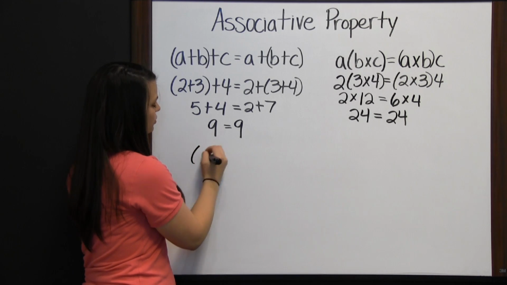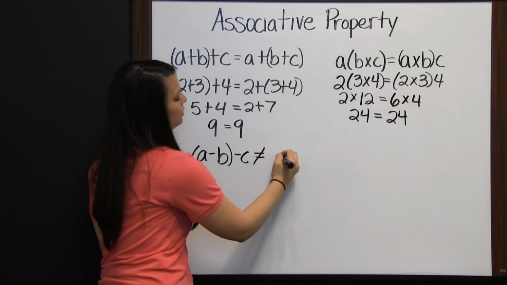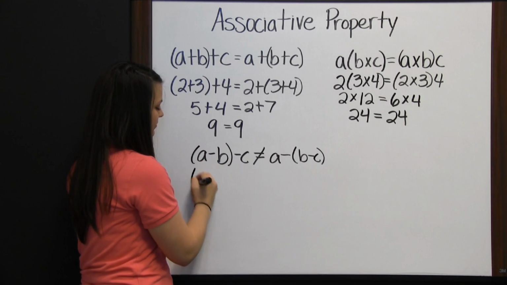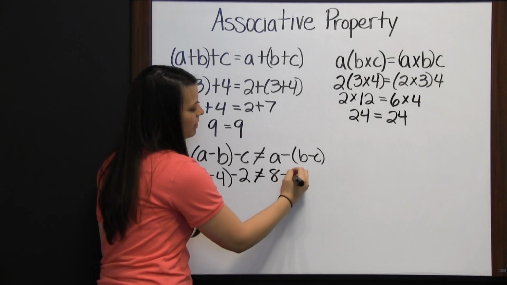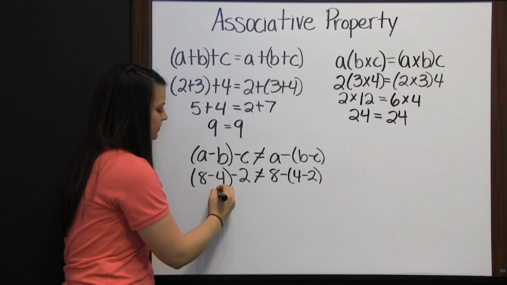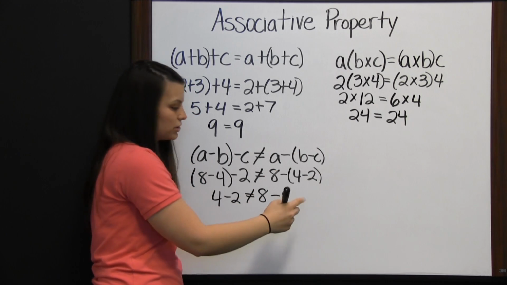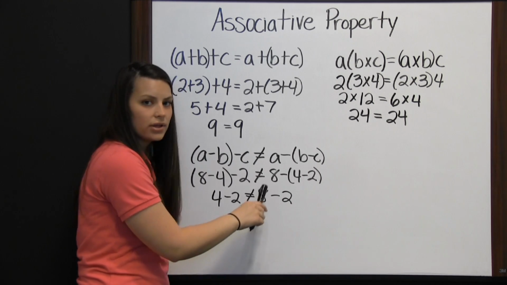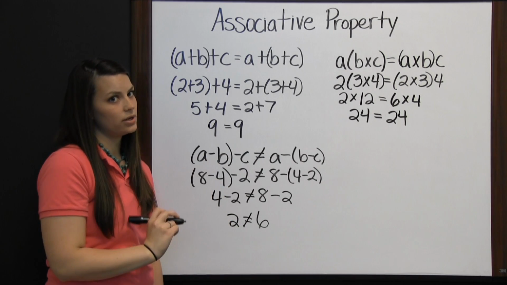If we tried to use the associative property, it would look like (A minus B) minus C, but again, it's not going to be equal to A minus (B minus C). So I'm going to use numbers: (8 minus 4) minus 2 does not equal 8 minus (4 minus 2). Again, using order of operations, 8 minus 4 is 4, minus 2 is 2. And 4 minus 2 is 2, and that does not equal 8 minus 2, which is 6. As you can see, the associative property does not work on subtraction.